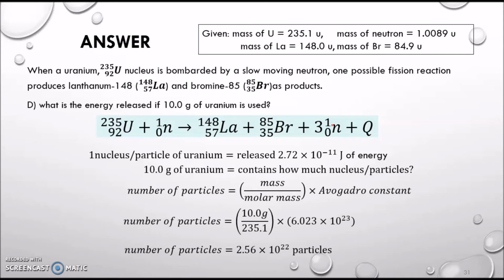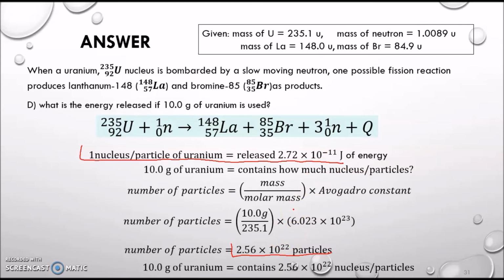We get 2.56 times 10 to the power of 22 particles. So we can compare: if one nucleus of particles will release 2.72 times 10 to the power of negative 11 joule of energy, what if we use 2.56 times 10 to the power of 22 particles? So you just multiply with 2.72 times 10 to the power of negative 11 joule. Then we'll get the total energy release if we use 10 grams of uranium.